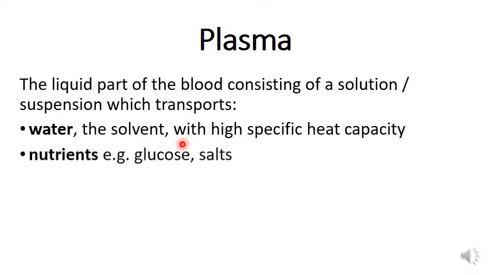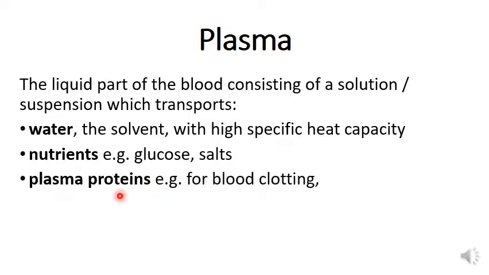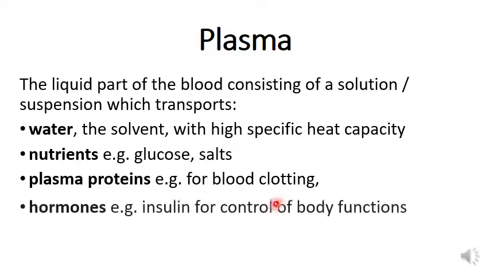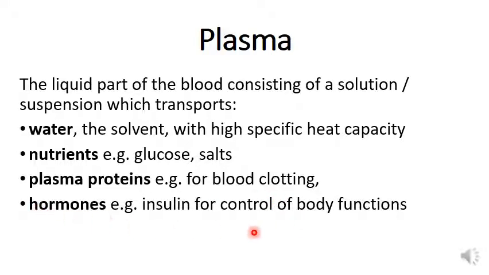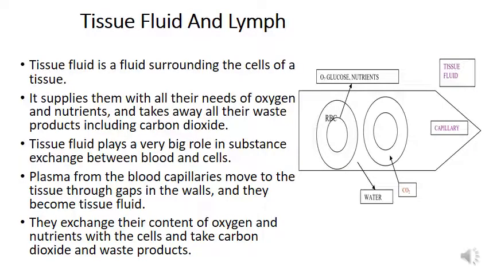All right. And then the nutrients, we've got plasma transporting nutrients, e.g. glucose, salts, etc. And then of course there are the plasma proteins, like fibrinogen and other blood clotting proteins, some albumins as well, etc. And then of course transport of hormones, e.g. insulin, controlling body functions, and then of course some waste like urea, which is excreted.